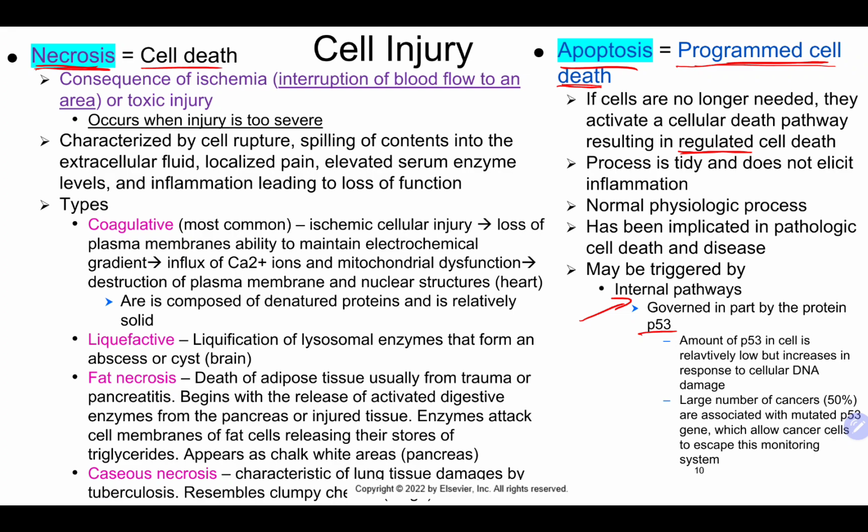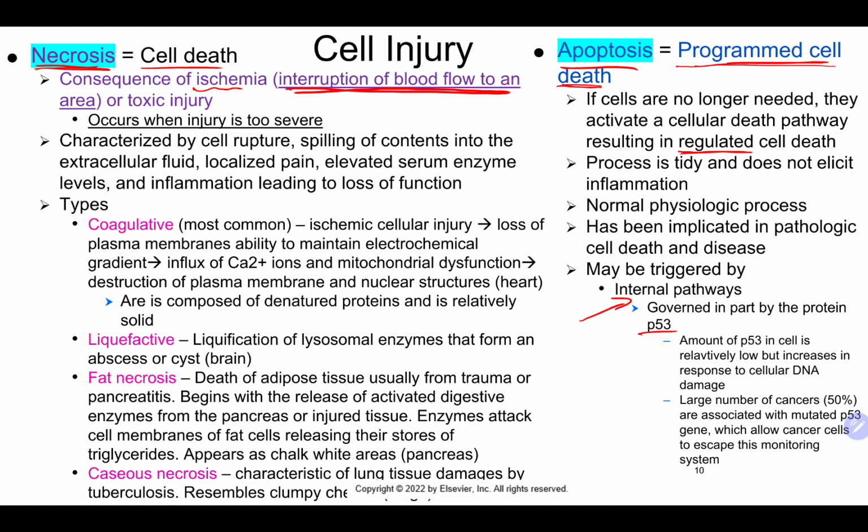Necrosis is cell death as a consequence of ischemia or toxic injury. Now, remember what ischemia is. Ischemia is simply a blockage or an interruption of blood flow to an area. So a certain area is not getting blood. If it's not getting blood, it's not getting oxygen.